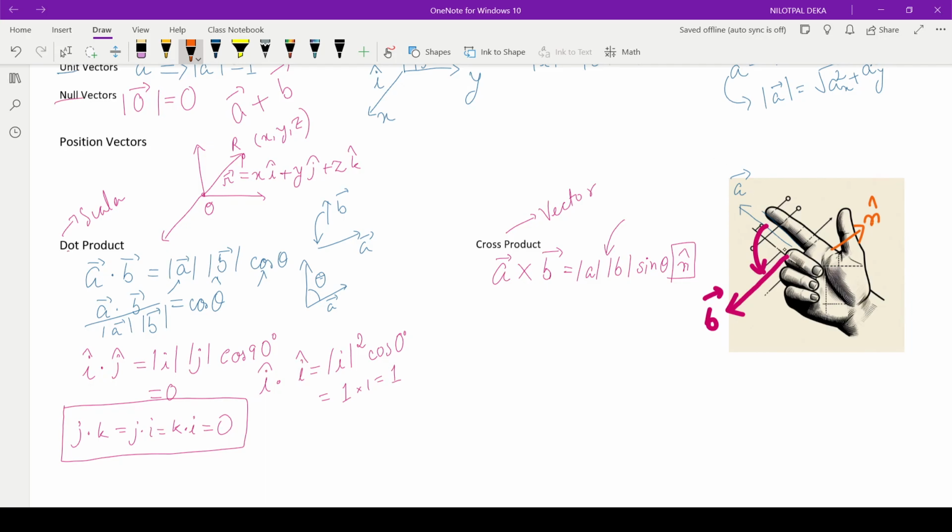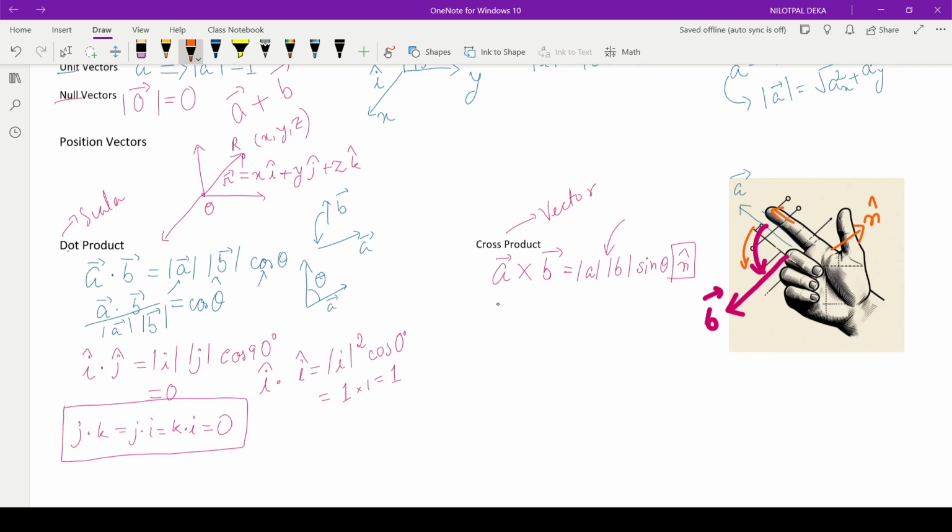All right, so what I am doing is pointing my index finger towards A, then I'll curl it towards B, and the direction which my thumb will point gives me the direction of n cap, because n cap is perpendicular to A cross B. Actually, not perpendicular to A cross B, perpendicular to A and B.